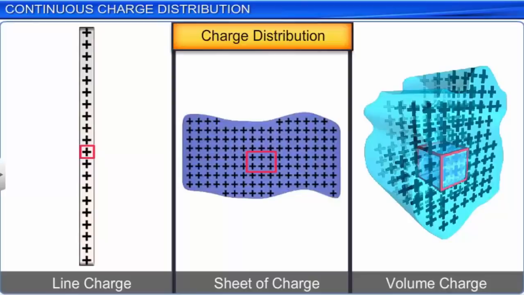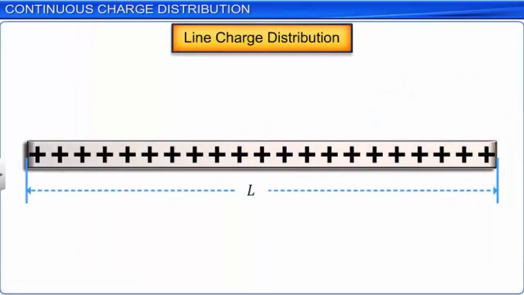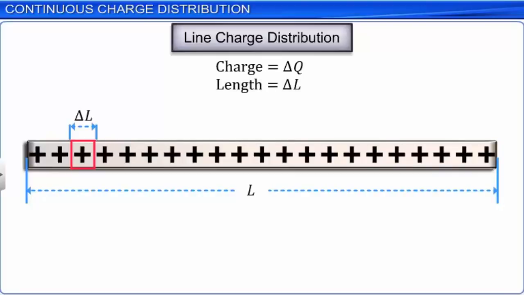Let us look at a line charge distribution of length L carrying a charge Q as shown. If we consider a small element of such a charge distribution having a charge delta Q and of length delta L, the linear charge density lambda of such an element is equal to delta Q by delta L, since it is the charge per unit length. The SI unit of linear charge density, lambda, is coulomb per meter. It is a scalar quantity.